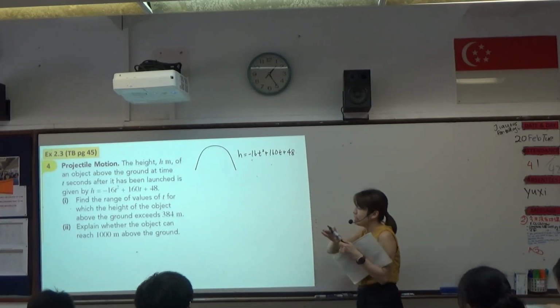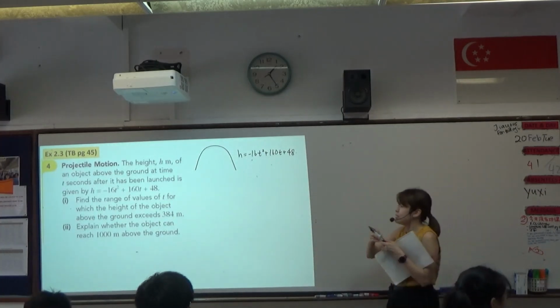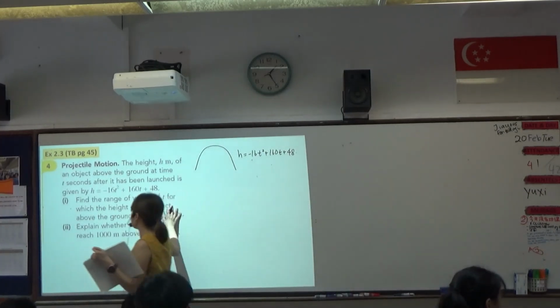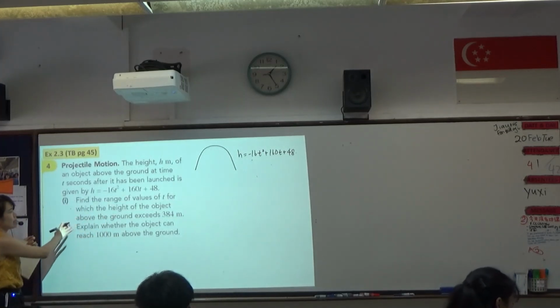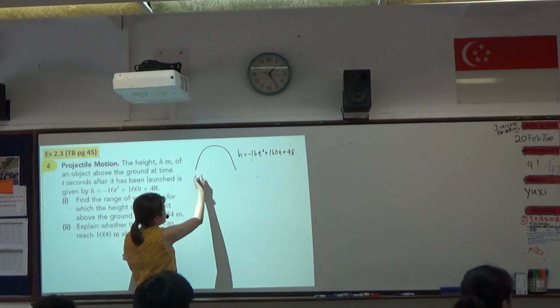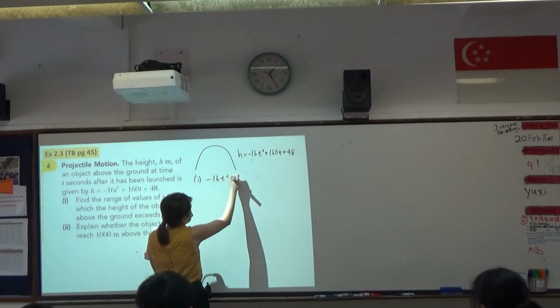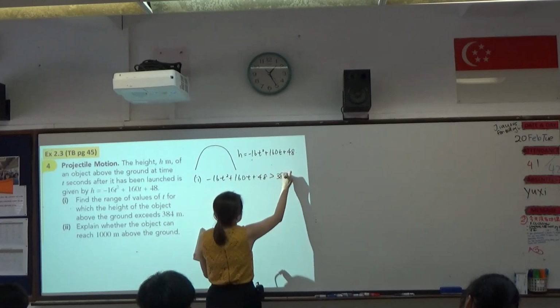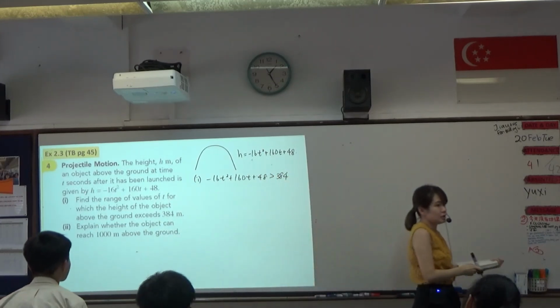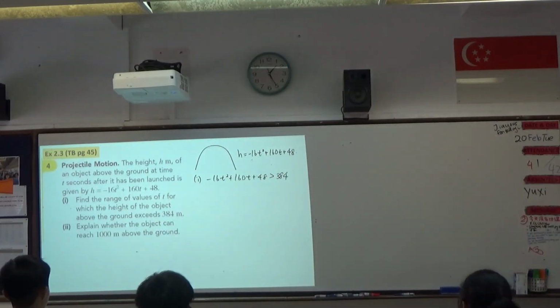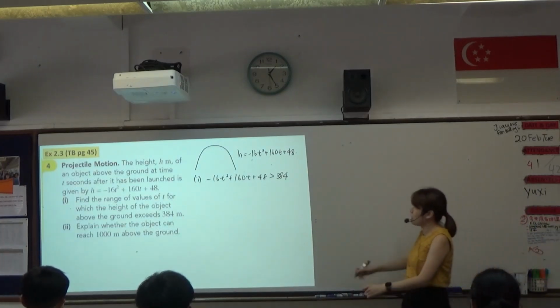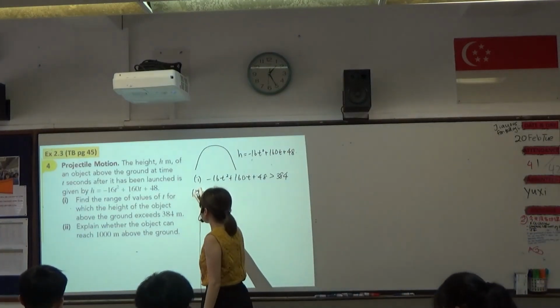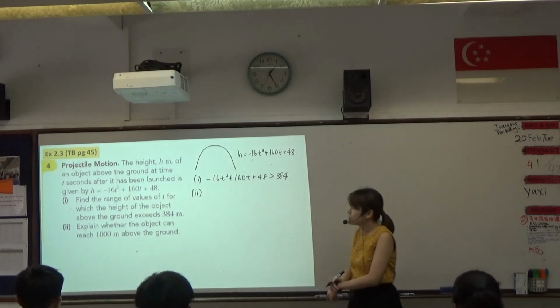Then in part 1, which we did yesterday, it said find a range of values of t for which the height of the object above the ground exceeds 384 meters. So yesterday we looked at solving this inequality problem. So I will not continue with part 1. We will look at part 2.